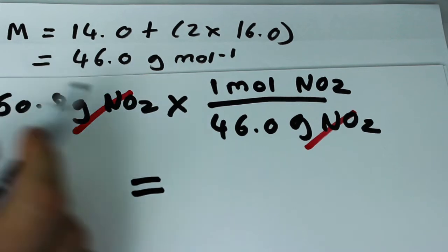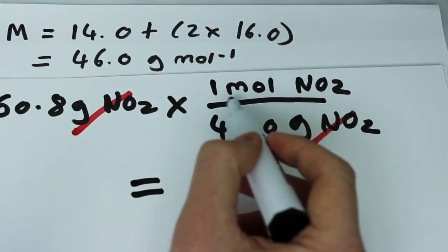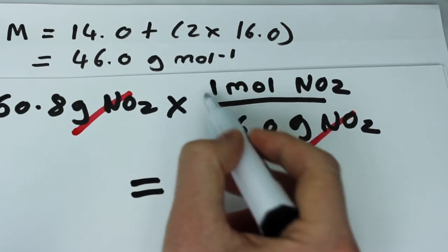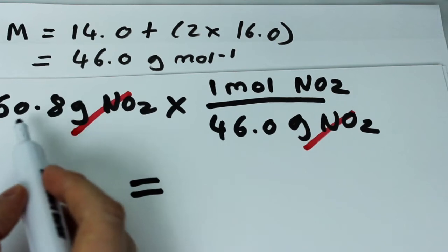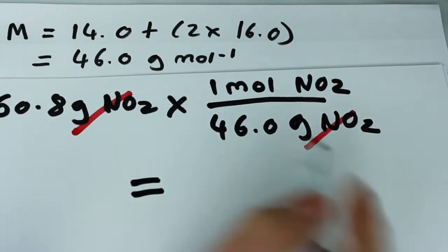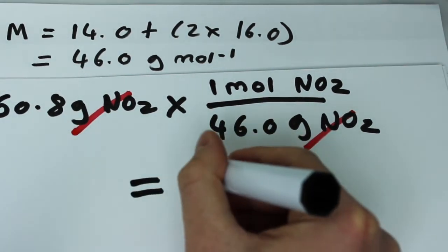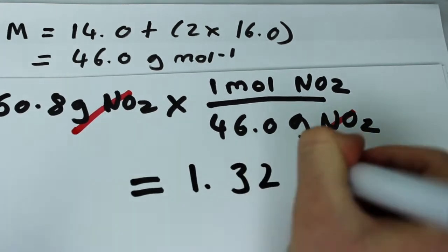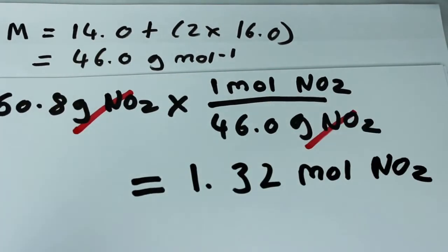Now you may note that the equivalent value contains 1, which is 1 significant figure. However, we don't consider this when we decide how many significant figures should be in our answer. We just look at the other 2 values, and as you can see, 60.8, 3 significant figures, 46.0, 3 significant figures. So our final answer will be the 3 significant figures, and that answer will be 1.32 moles of nitrogen dioxide.